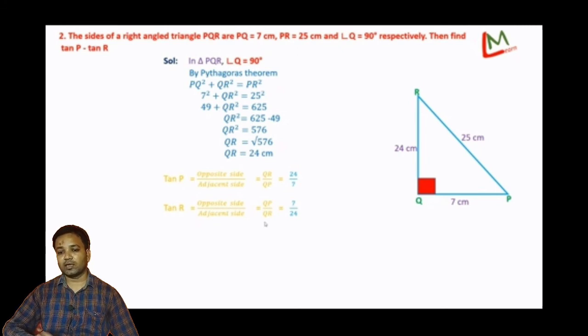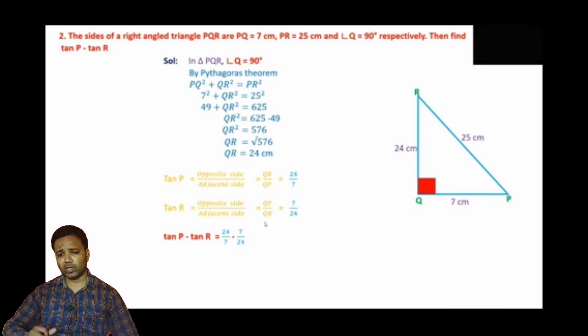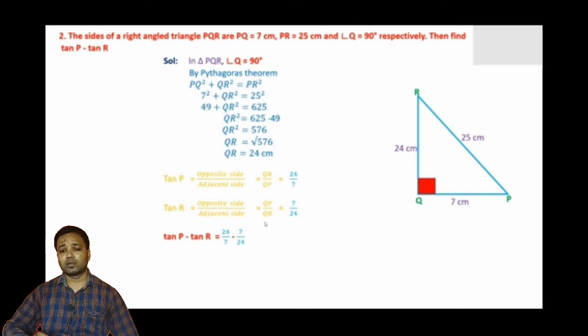Then what is tan R? The formula remains the same, opposite side by adjacent side, but the side measures will change with respect to R. So this time QP by QR, which is equal to 7 by 24. So I got both the tan P and tan R ratios. Now I am just going to simplify to find tan P minus tan R. So tan P minus tan R is equal to 24 by 7 minus 7 by 24.